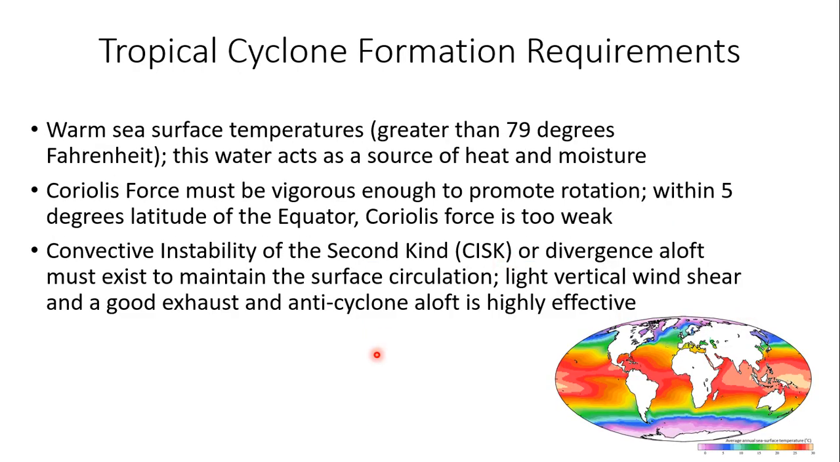Some of the tropical cyclone formation requirements we talked about: having a warm water surface to act as that fuel source, greater than 79 degrees Fahrenheit. You must have the Coriolis force, or that twisting motion, north or south of 5 degrees latitude from the equator. You also have a process known as convective instability of the second kind, where you get upper level divergence aloft that exists over the surface circulation, that low pressure at the surface, that tends to act as an exhaust mechanism. You also need light vertical wind shear, so not much change in wind speed or wind direction with height.